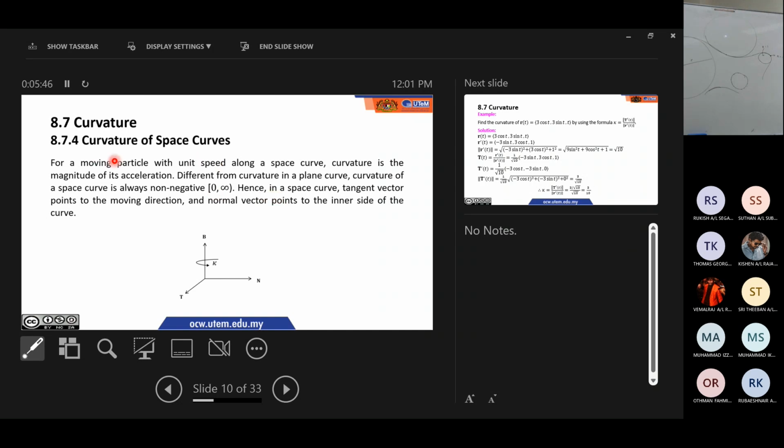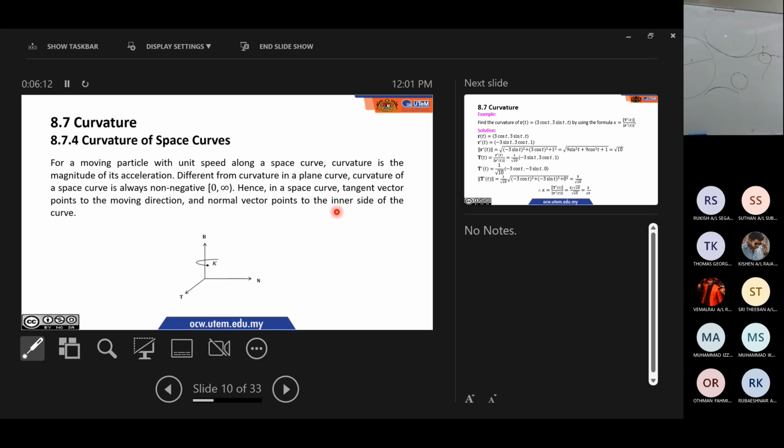For a moving particle with unit speed along a space curve, curvature is the magnitude of its acceleration. In a space curve, the tangent vector also points to the moving direction, and the normal vector points to the inner side of the curve.